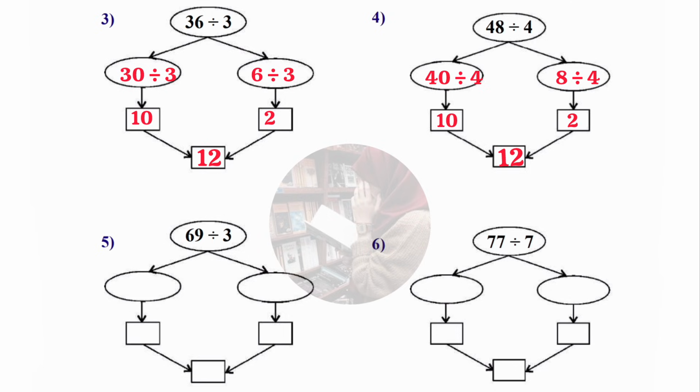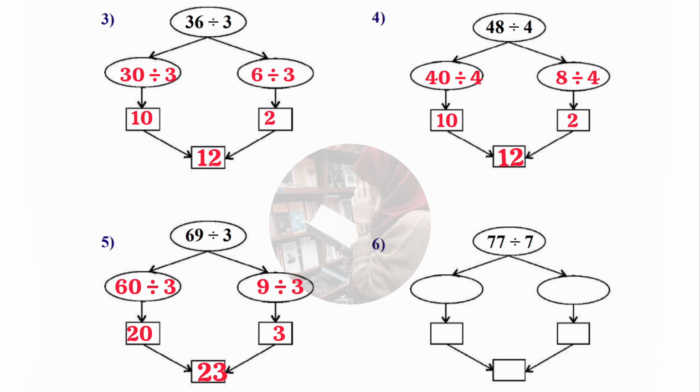Let's see the next one, which is 69 divided by 3. So we can write it as 60 divided by 3 and 9 divided by 3. 60 divided by 3 will be 20. 9 divided by 3 will be 3. So 20 plus 3 will be 23. So if you observe for 69 divided by 3, you will get the answer as 23.